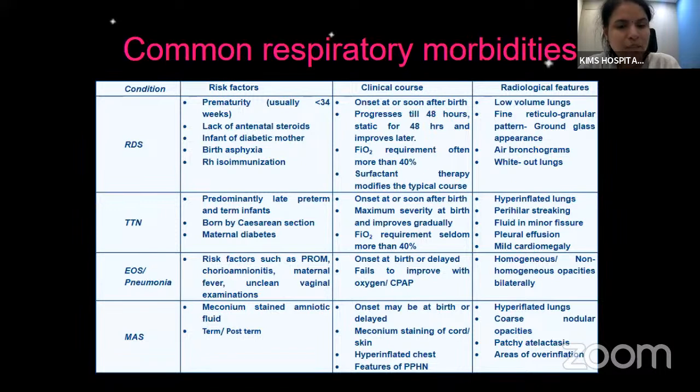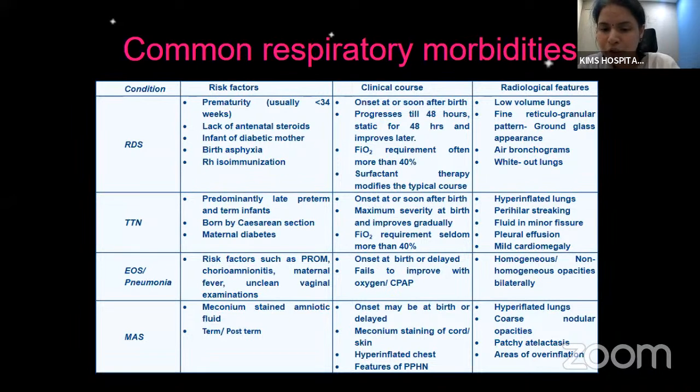When it comes to TTN, the typical risk factors would be a baby who is born either late preterm, that is between 34 plus 0 to 36 plus 6 weeks of gestational age, or a term neonate, usually born by elective cesarean section without a trial of labor, and mothers with diabetes. Again, in TTN like RDS, the onset of distress would be right at birth or soon after birth, within the first 10 to 15 minutes, with maximum severity of distress being observed right at birth and the respiratory distress gradually improving with time. FiO2 requirement seldom crosses 40%.